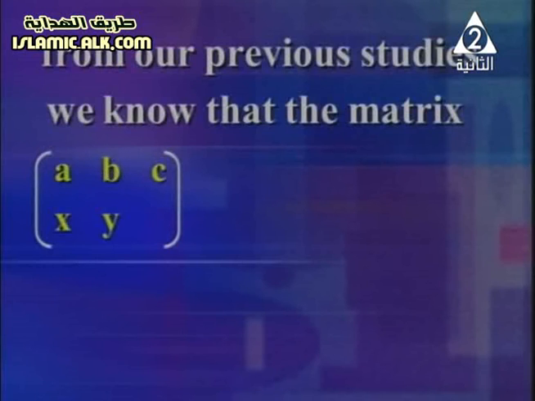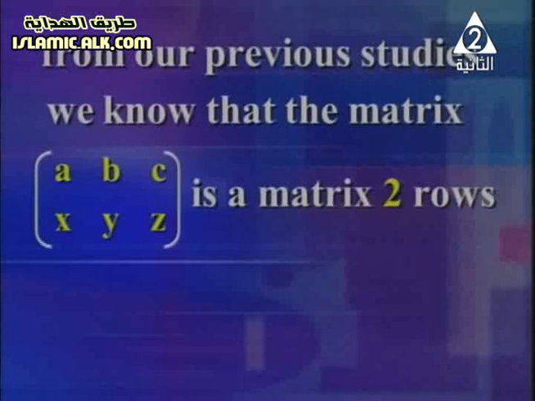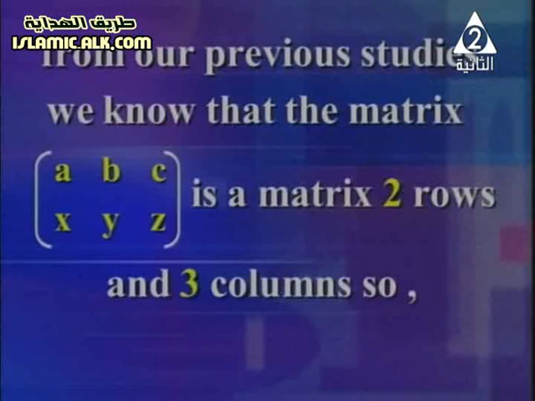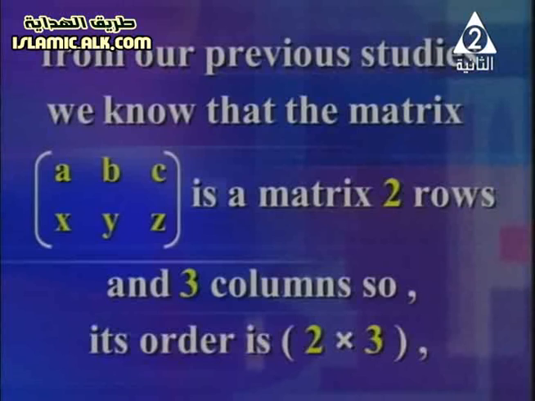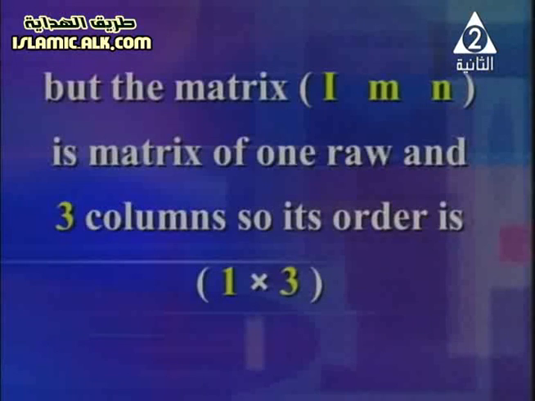Dear students, from our previous study we know that the matrix A, B, C, X, Y, Z is a matrix of 2 rows and 3 columns. So its order is 2 times 3. But the matrix L, M, N has one row and 3 columns. It is a matrix of 1 row and 3 columns, so its order is 1 times 3.